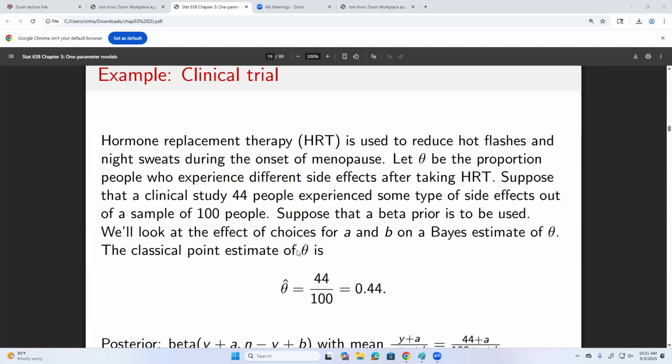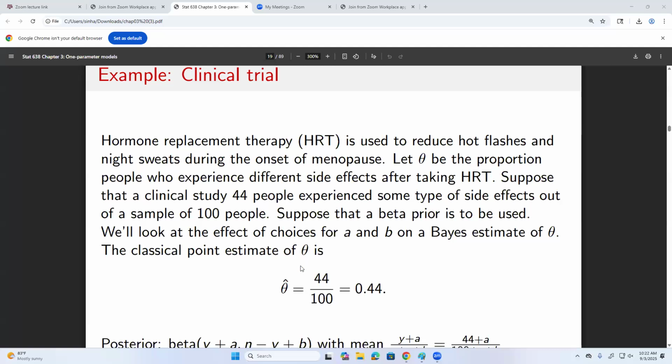So the classical point estimate of theta is the MLE. The classical estimate is the MLE, which is the number of successes divided by the total number of observations. Number of successes, quote unquote, means here, by success I mean the number of people who experience that side effect, divided by the total number. 44 over 100 is the maximum likelihood estimator of theta in this context.